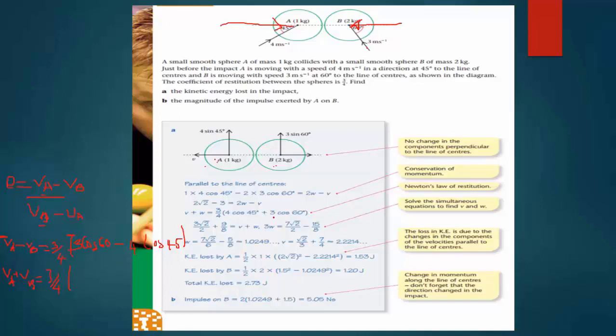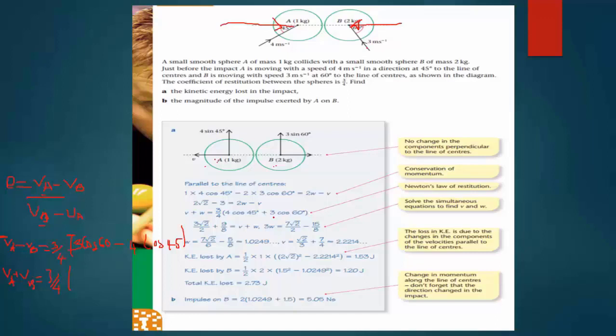Kumbe unajifunza nini? Kwamba katika maswali ya collision, direction ni very very important. Okay? Ukishaleti kitu fulani negative, kinakuwa ni negative throughout kwenye expression ya restitution, kwenye expression ya momentum, popote hapo involve vectors. Sawa? As long as umesha assume ni negative, inakuwa ni negative throughout.